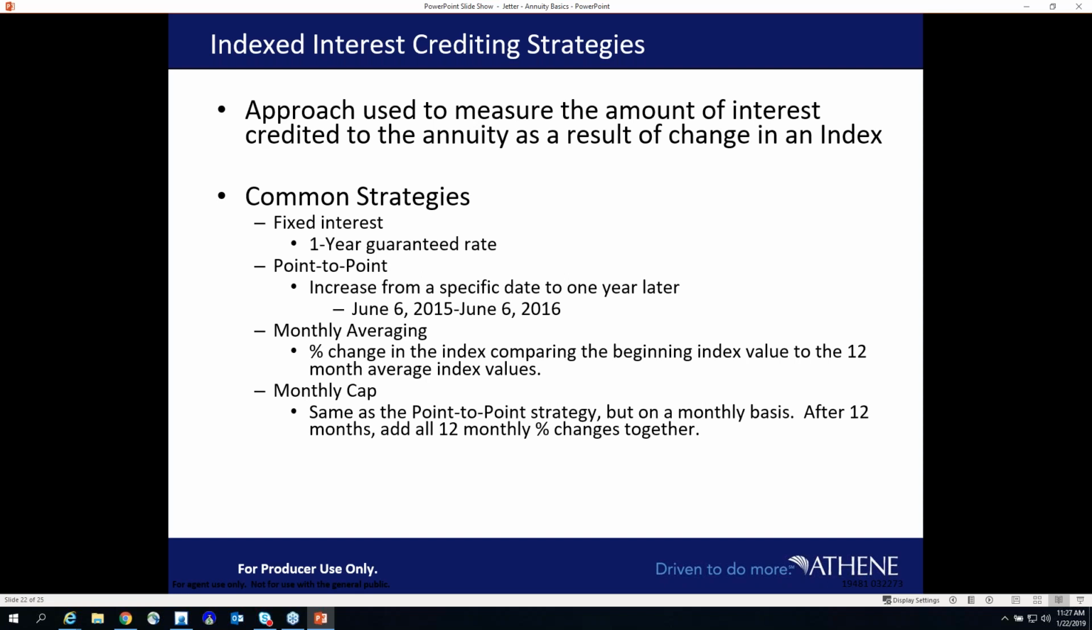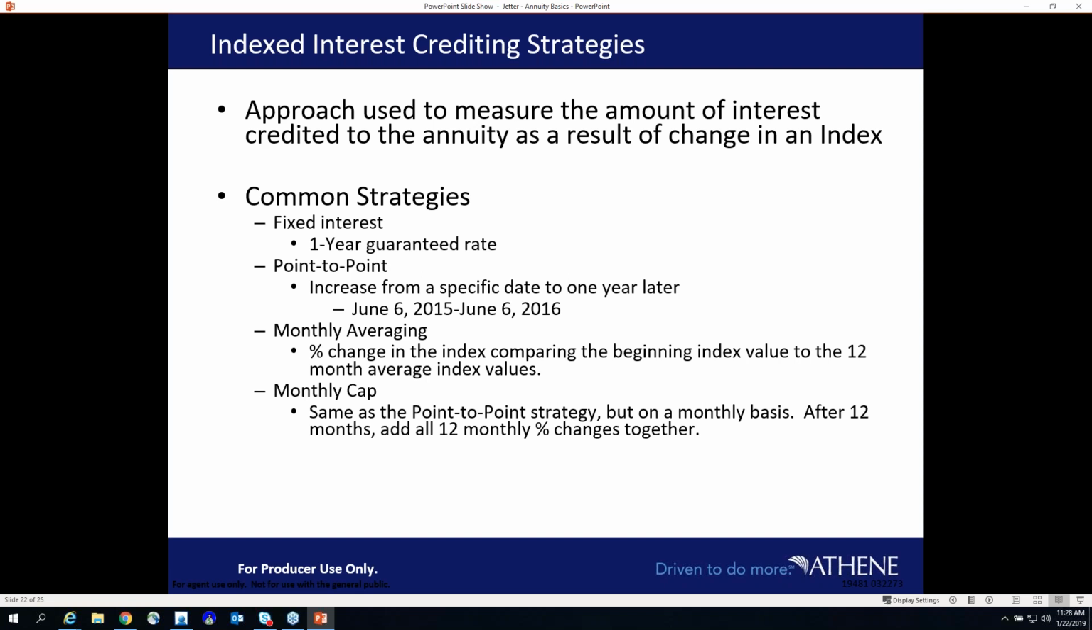So then your client will get that amount of change in the index between those 2 points. We also offer a monthly averaging. We look at the percentage of change in the index comparing the beginning index value to the 12 monthly average index value. So with this one, we go back and look at the monthly average divided by 12, and that is going to be the interest rate that your clients earn over that 12-month period.